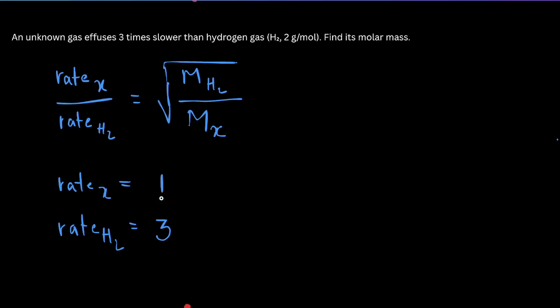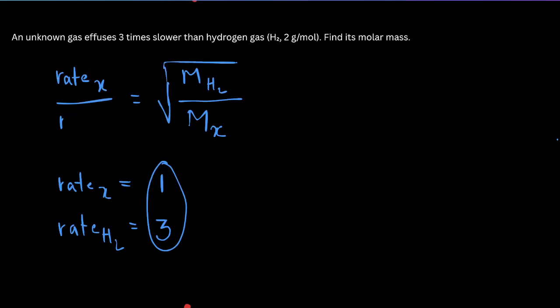And so, if the unknown gas effuses at a rate of 1, let's say, mole per second, then the hydrogen gas would be 3 times faster than that, right? Or 3 moles per second. If this was 2, this would be 6. If this was 3, this would be 9. And you get the point. So just for simplicity purposes, let's just stick with the original 1 and 3. So since we're not given any specific values for the rate, we can use the fact that the unknown gas is 3 times slower and then set up our ratio.